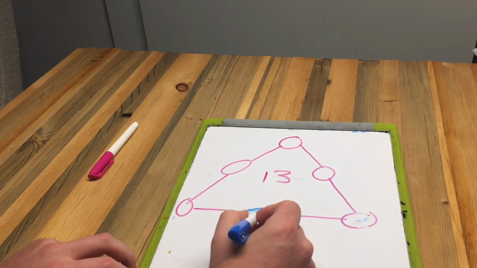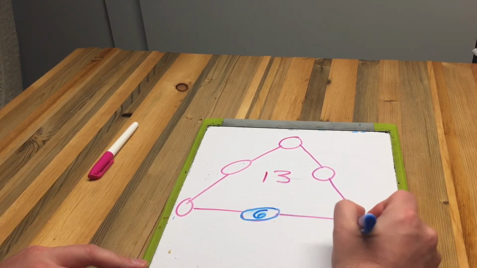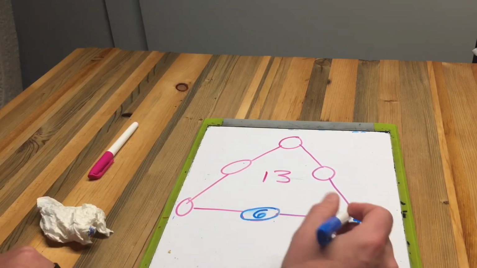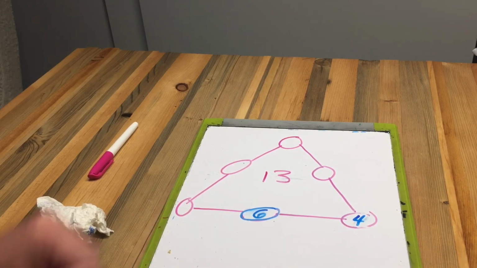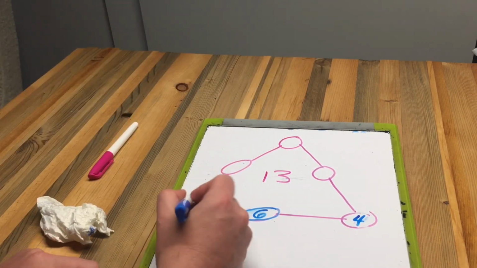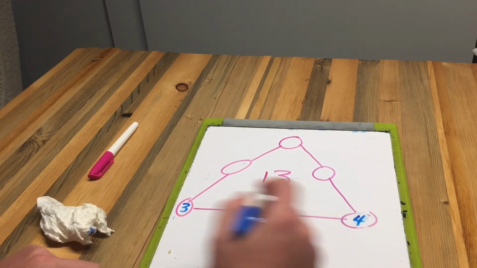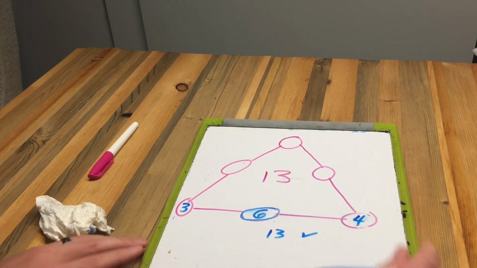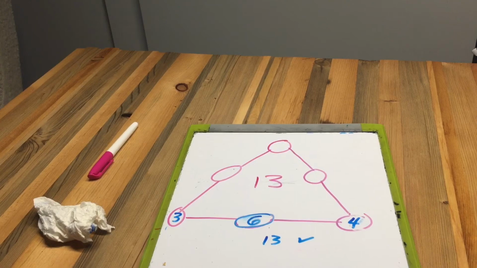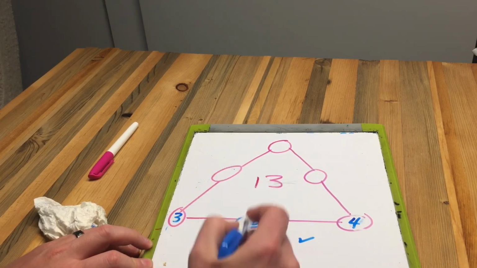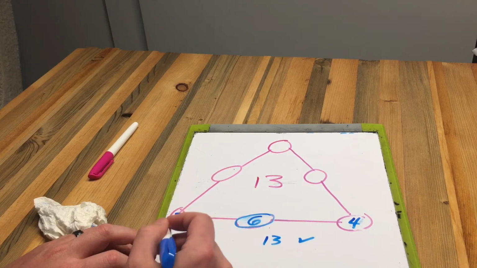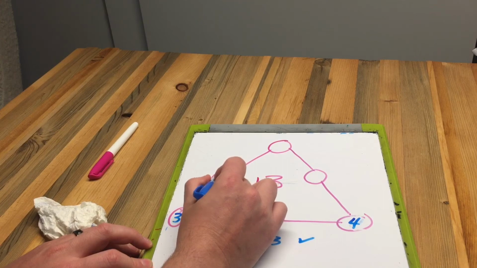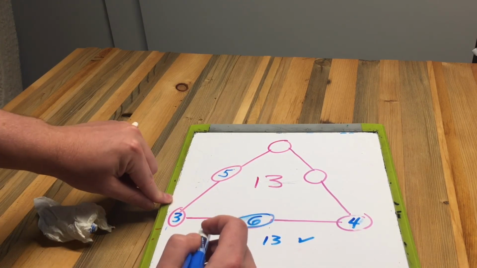So if I do 6 plus 4, 6, 7, 8, 9, 10. How many more do I need to make 13? I'm at 10, 11, 12, 13. 3. 6 and 4 and 3 make 13. Excellent. This side makes 13. So if every side has to be different, then I have a 3 here. I'm not going to put a 6 or a 4 here because then the side will be the same. I'm going to try a number I haven't used yet. I don't see a 5. Let's try a 5.